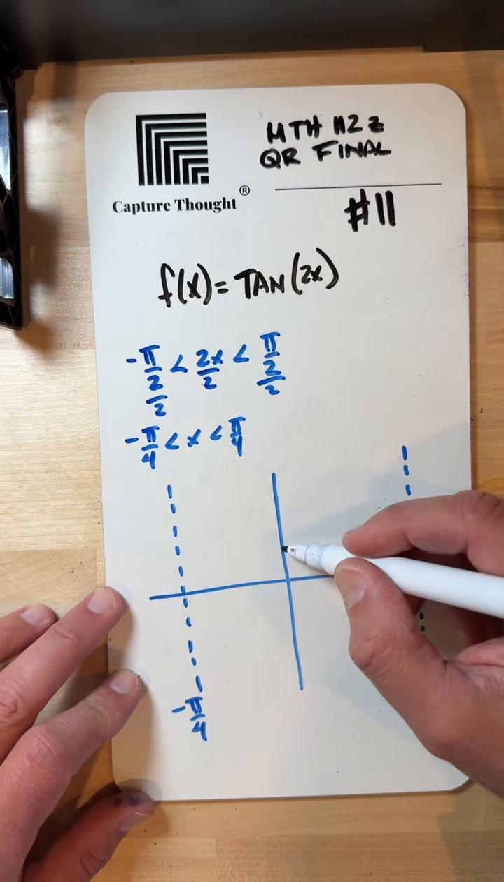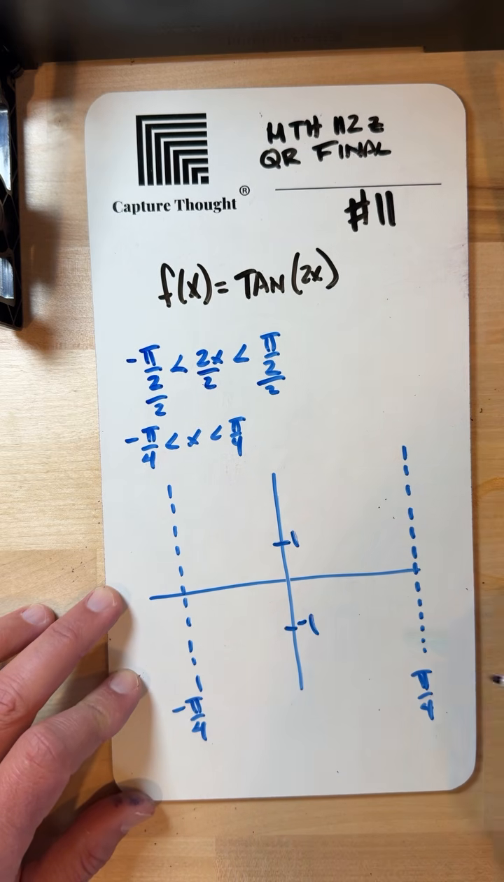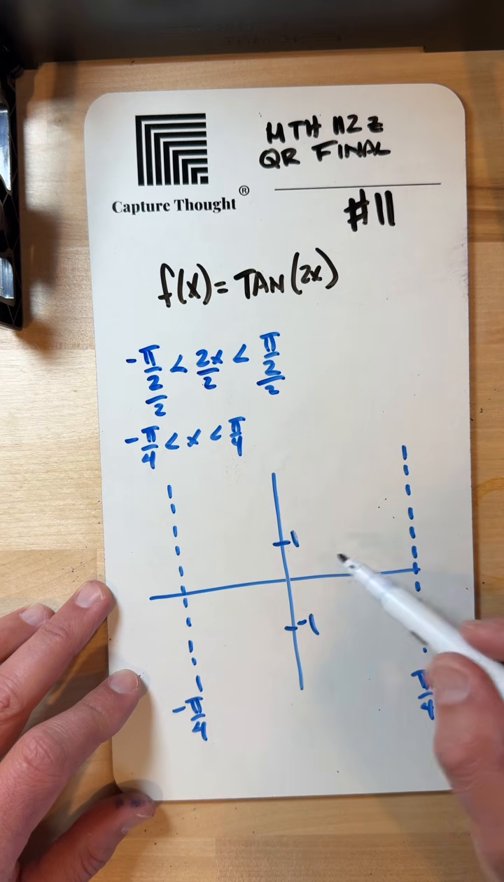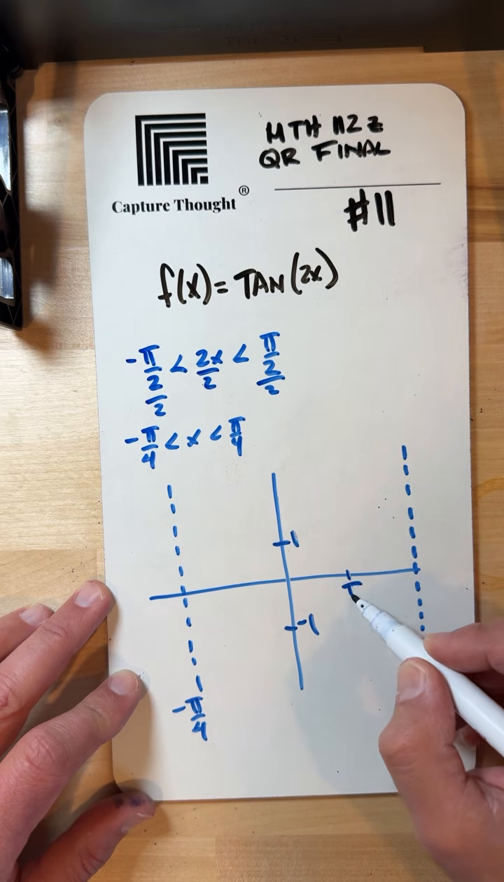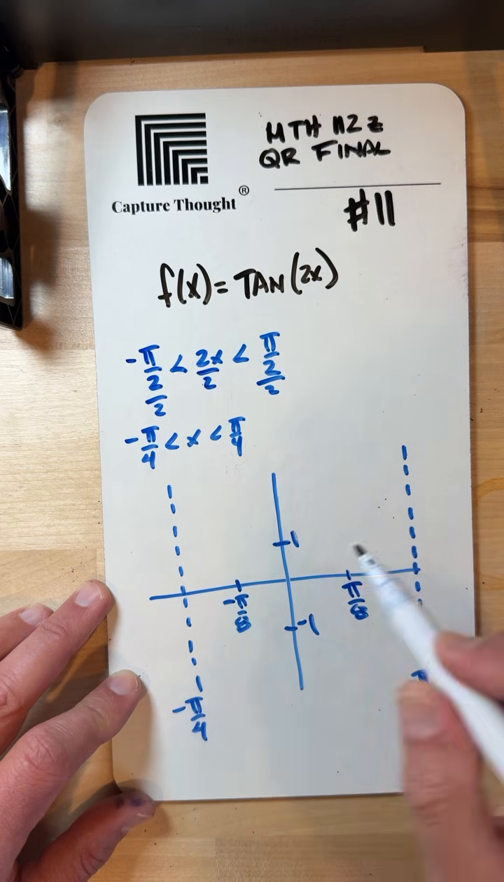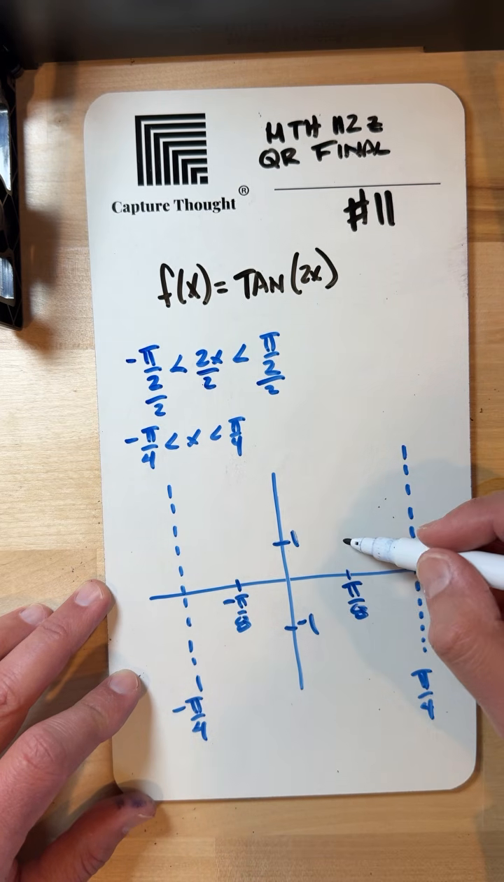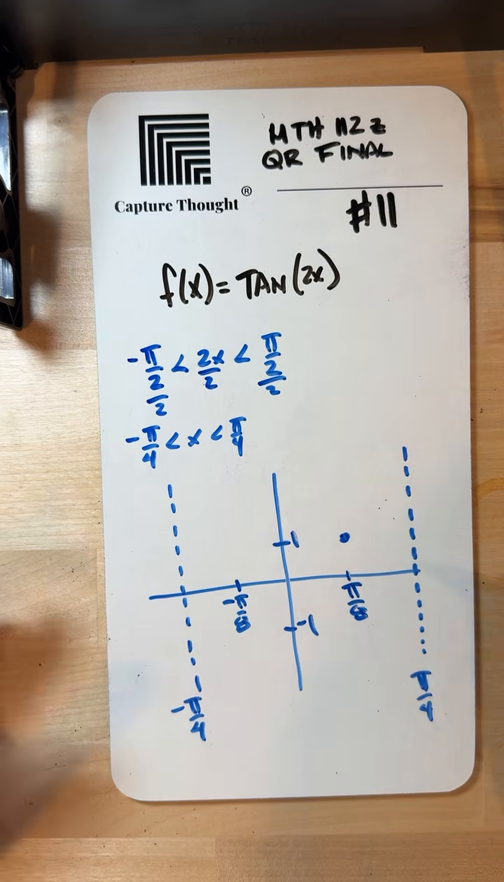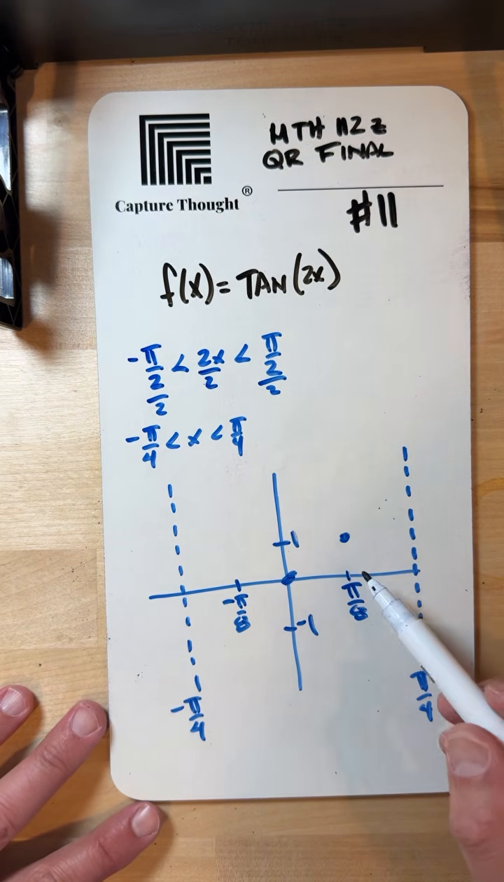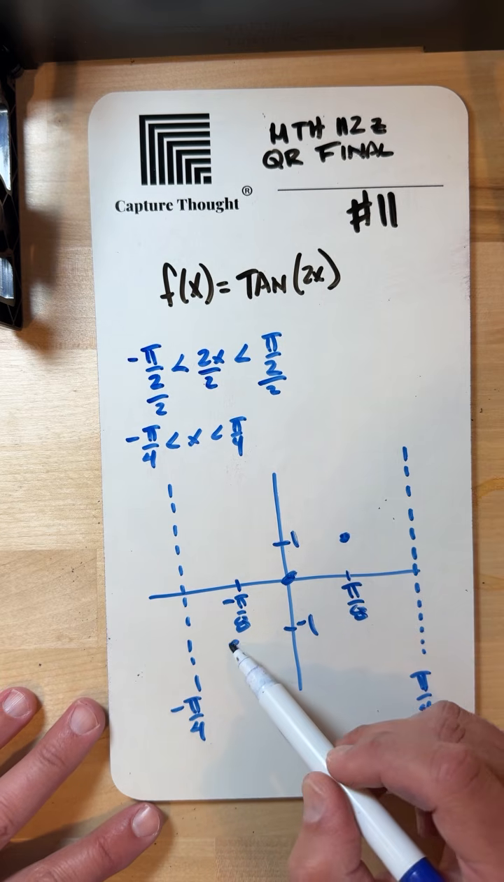Amplitude is just 1, so I'm just going to call that 1 and call that negative 1. So then all I have to do is figure out what's halfway between 0 and pi over 4, and that would be pi over 8. And then same thing over here, negative pi over 8. So I know that at pi over 8, 1, that has to be a guaranteed point on this graph. 0, 0 is on this graph, and then negative pi over 8 and negative 1 is on this graph.